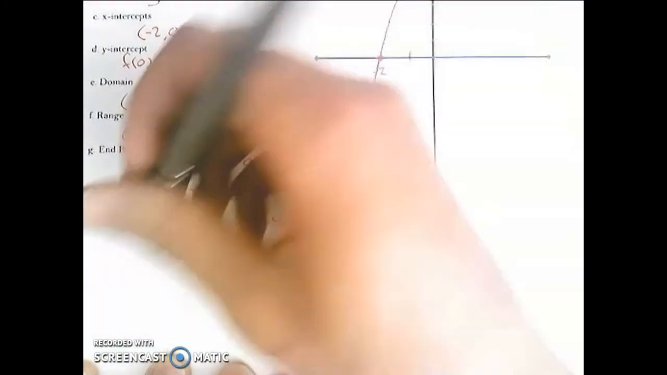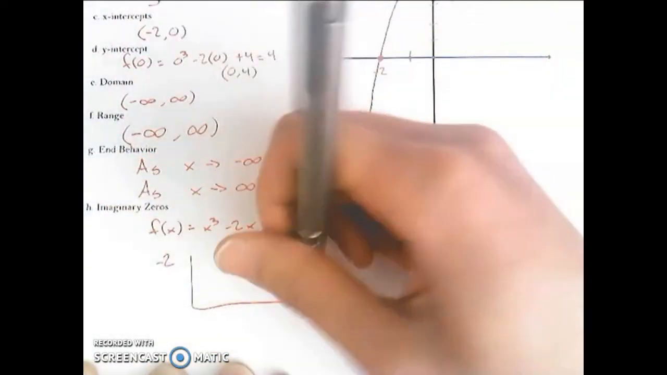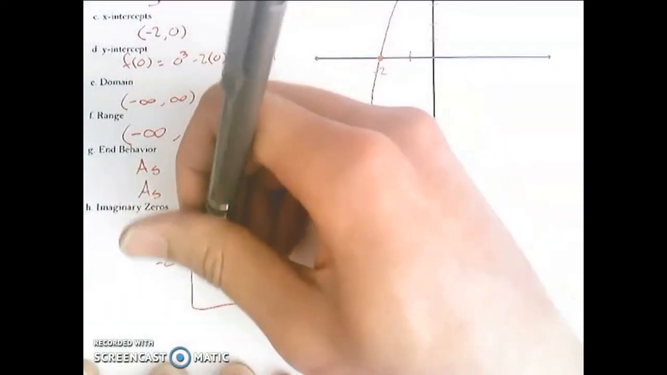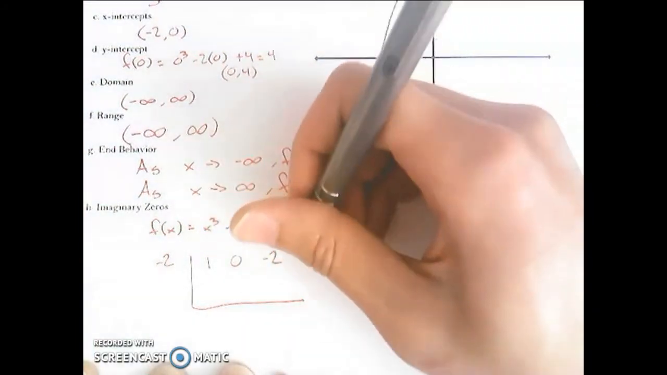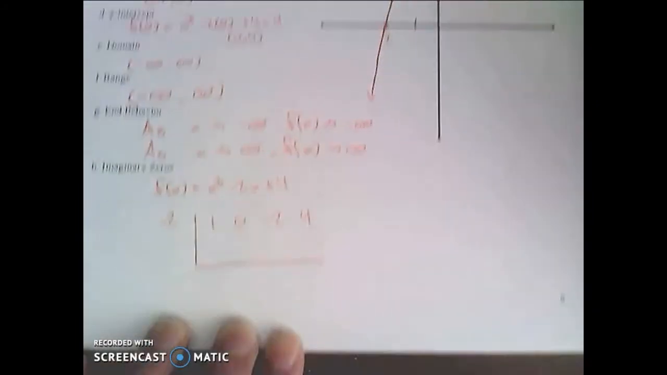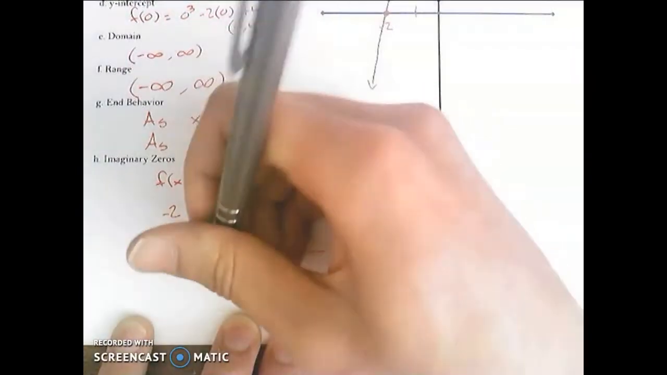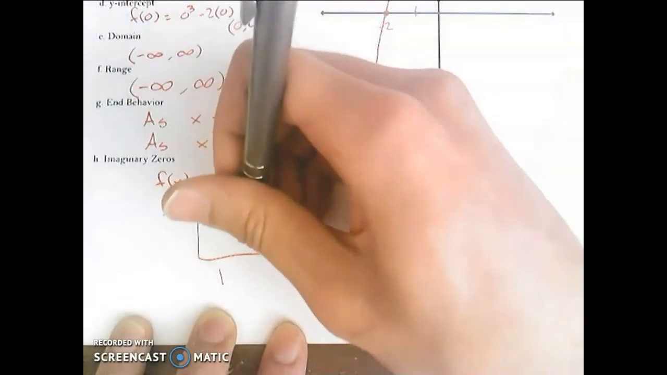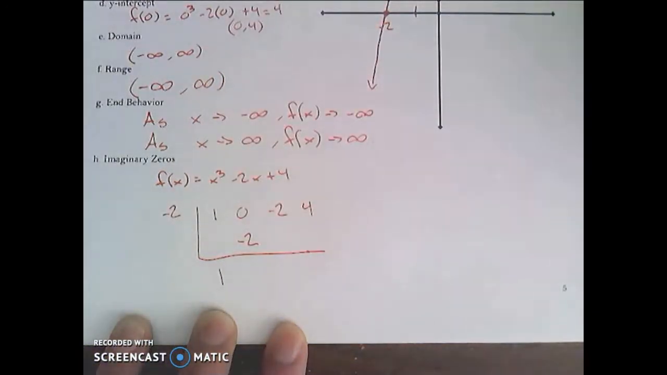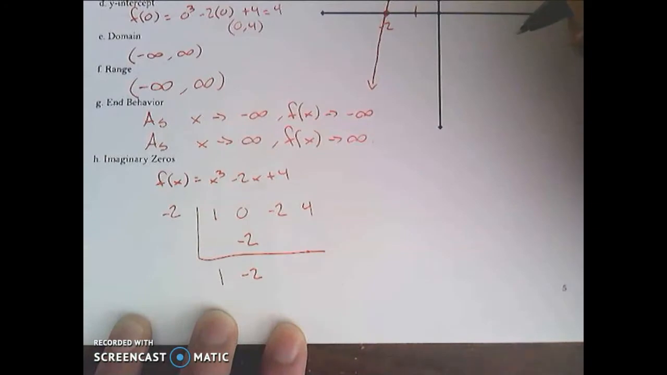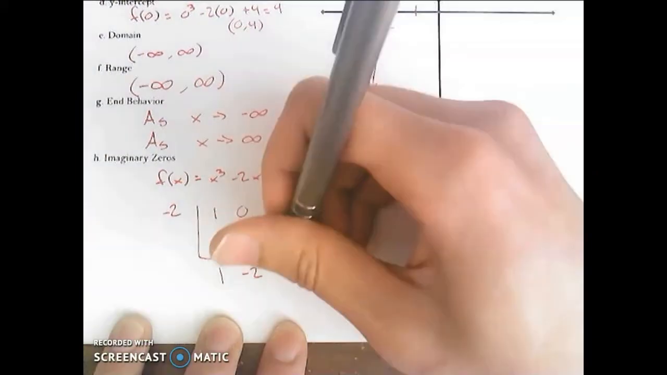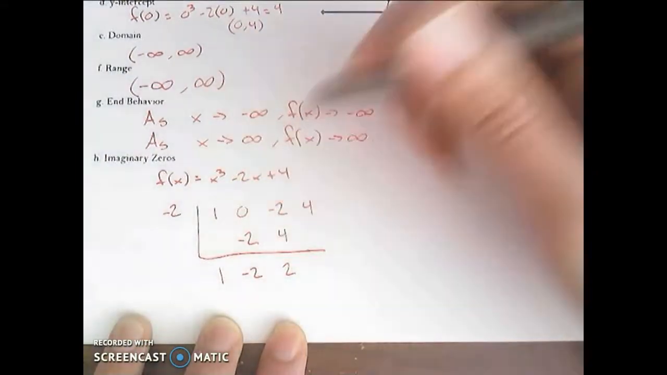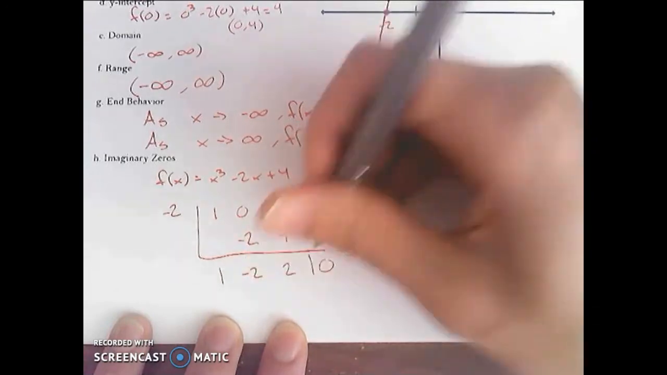So using what we know that we have a 0 at negative 2, and using synthetic division, we have our x cubed term, the coefficient is 1. Our x squared term, our coefficient is 0. Our x term, our coefficient is negative 2. And then our constant is 4. So using synthetic division, we bring down the 1, times negative 2 is negative 2. 0 plus negative 2 is negative 2. Negative 2 times negative 2 is positive 4. Negative 2 plus 4 is positive 2. And last but not least, negative 2 times 2 is negative 4, which adding to positive 4 is 0.